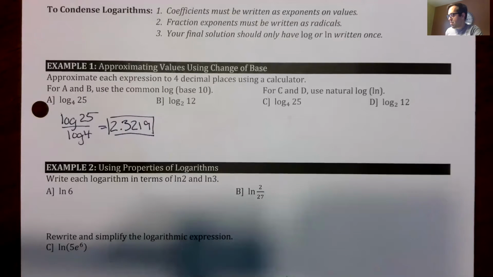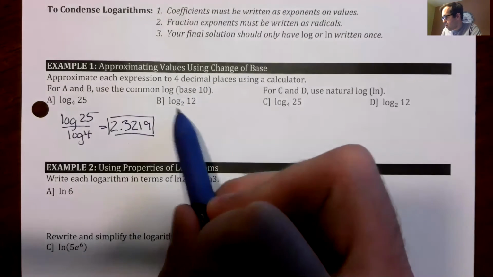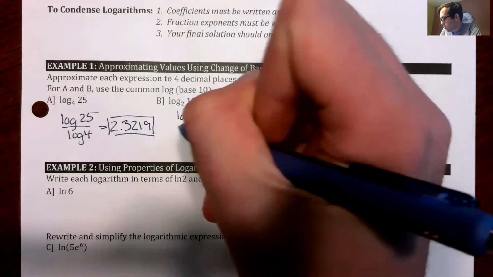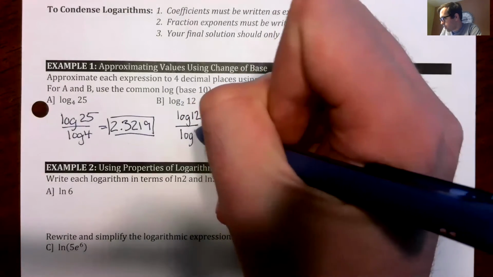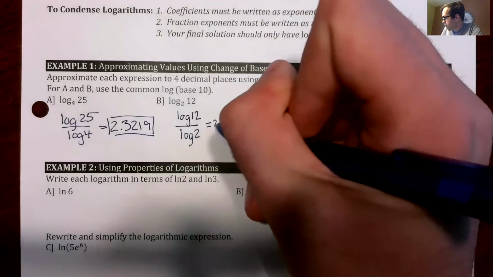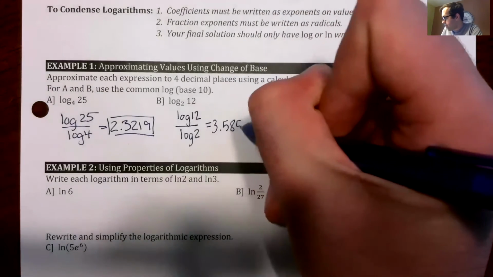All right, we can do the same thing for letter B. So if it's log base 2 of 12, we can write it as log of 12 over log of 2. And if we type that into our calculator, we're going to get 3.5850.